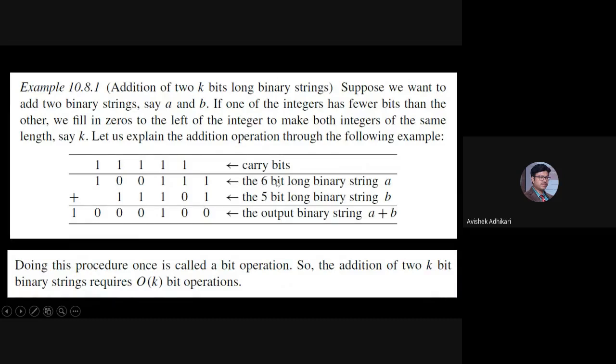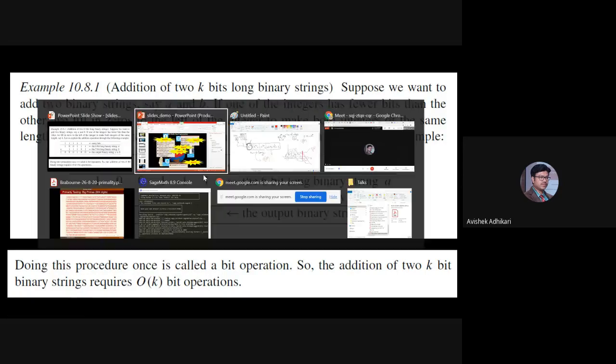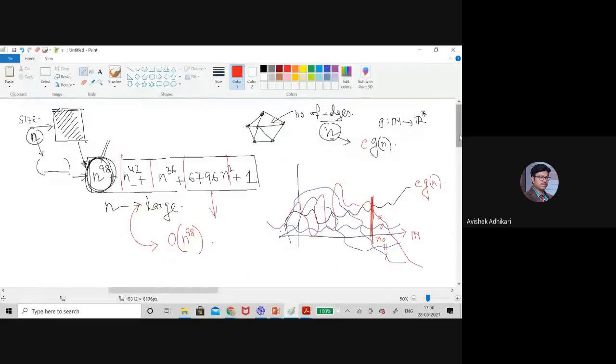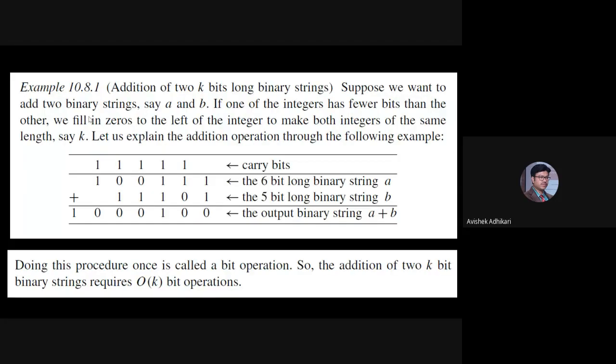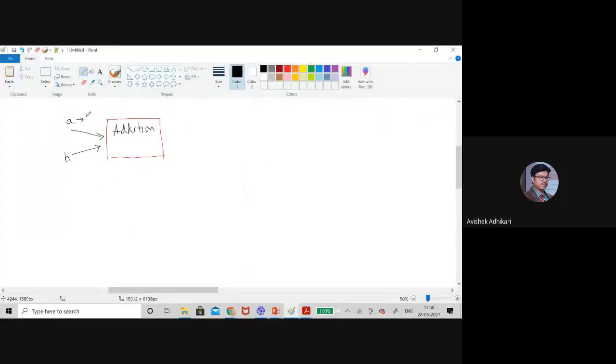Okay, if I consider this as my input, what is my input size for this? Here is my algorithm for addition of two binary strings. This is my addition algorithm, and it takes two inputs, A and B. Suppose the binary bit length of A is, say, K, and of B, say, L.